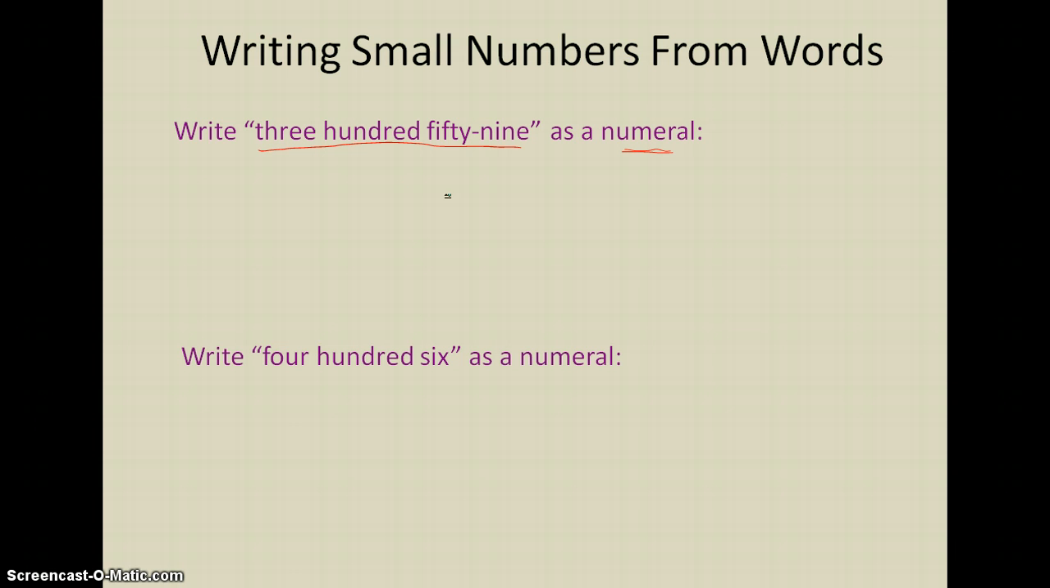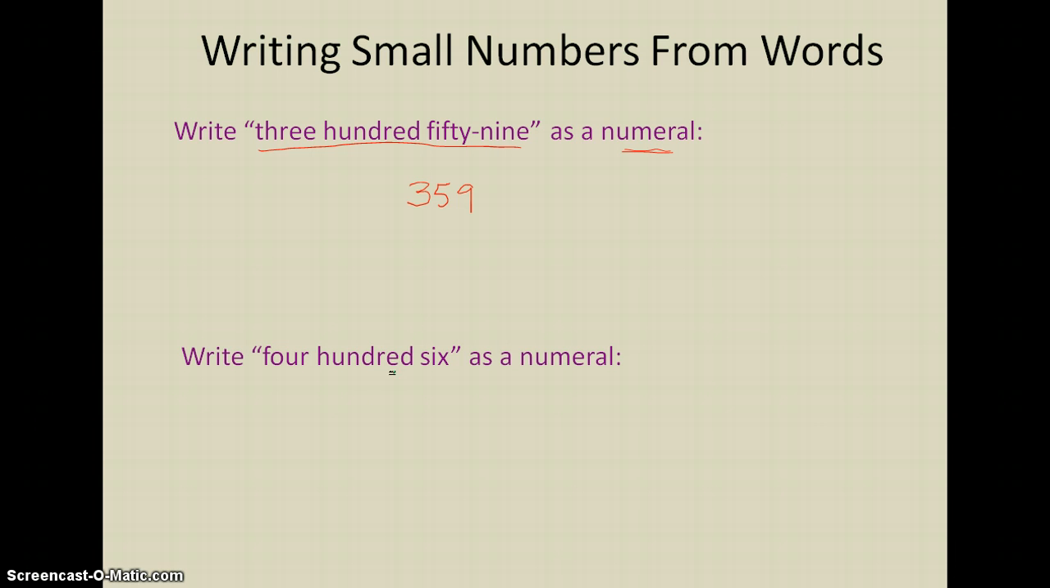359. Well, I know that if I have 300, that means my number is going to start with 3, and 59 means that I have a 5 in the tens place and a 9 in the ones place. So I would just write out the number 359. So that's pretty straightforward. Let's look at another example.